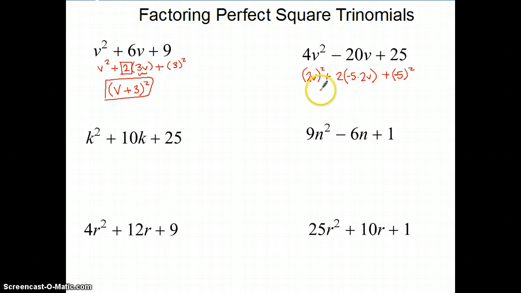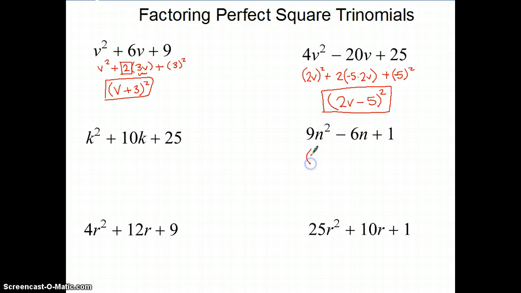So when I factor this, all I'm going to do is take the very first base, which is a positive 2v, and add or subtract my very last base, which is a negative 5. And then square my binomial, and that is the factored form of your trinomial. I am going to do one more right below, and then I'll ask you to pause the video and do the next 3 on your own.